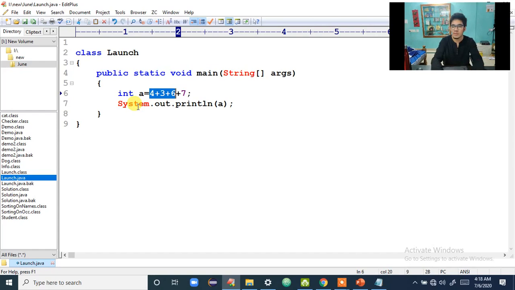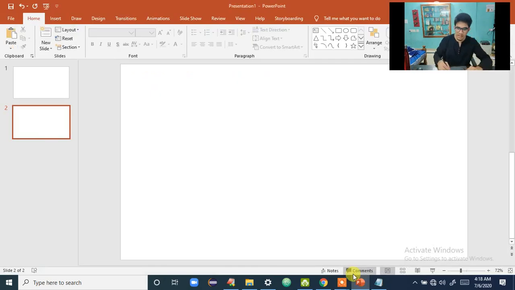What is temporary variable plus 6? 13. Where is 13 stored? In the temporary variable only. 13 plus 7, 20. Where is it stored? In the temporary variable only. Finally, when it sees the semicolon, it understands that yes, the operation is done. Whatever is there in the temporary variable is stored in the left hand side variable, that is A. So it is like this. I hope you understood the theory.